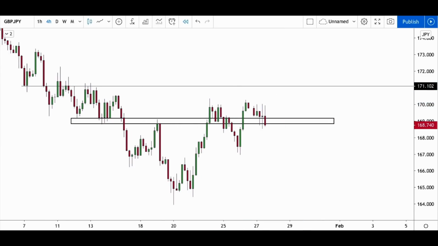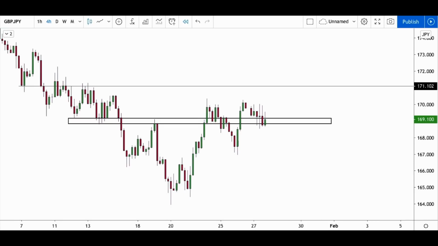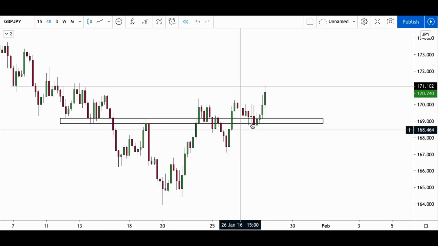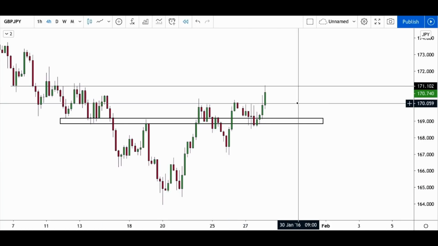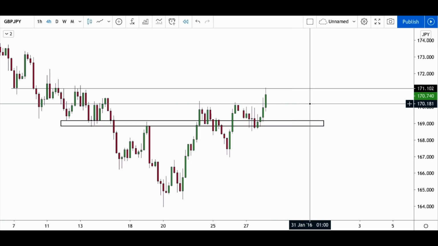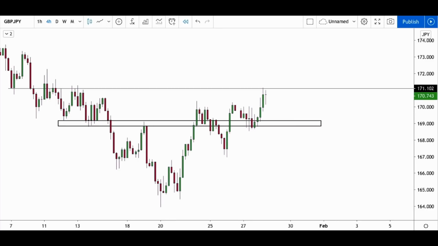Okay, so we don't have anything. We're just waiting because we see that the support is still holding, and we should see, there you go, right to the T. We reached our target, 171.100, right to the T. Okay, so let's continue to push and let's see what happens now.